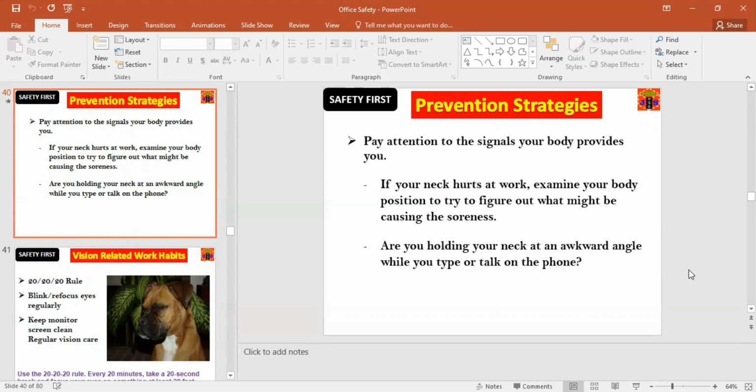Pay attention to the signals your body provides you. If your neck hurts at work, examine your body position to try to figure out what might be causing the soreness. Are you holding your neck at an awkward angle while you type or talk on the phone?